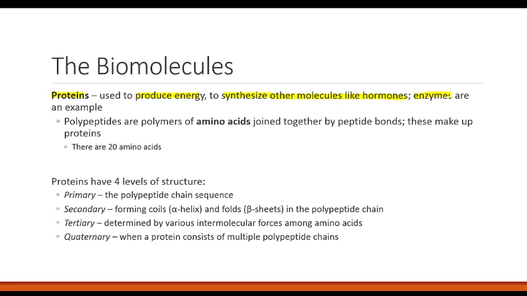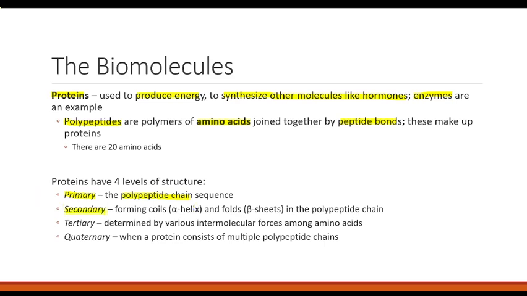So proteins are also polymers. They are made up of amino acids that are joined together by peptide bonds, making up polypeptides. So what is a protein? A protein has four levels of structure. You have the primary structure, which is the chain of amino acids. The chain of amino acids is decided by your DNA sequence. More on that in genetics.